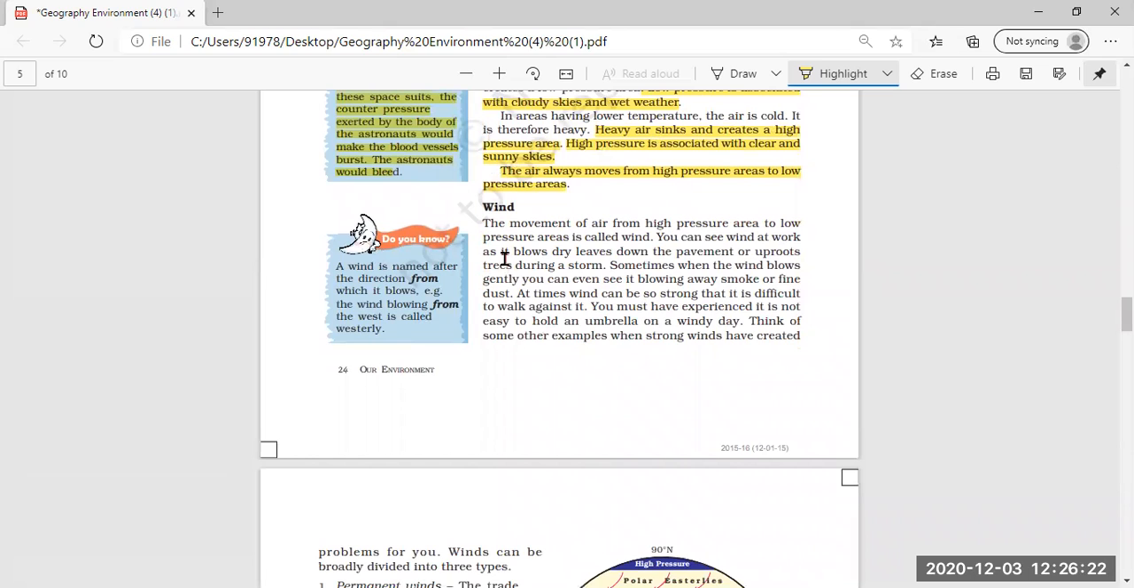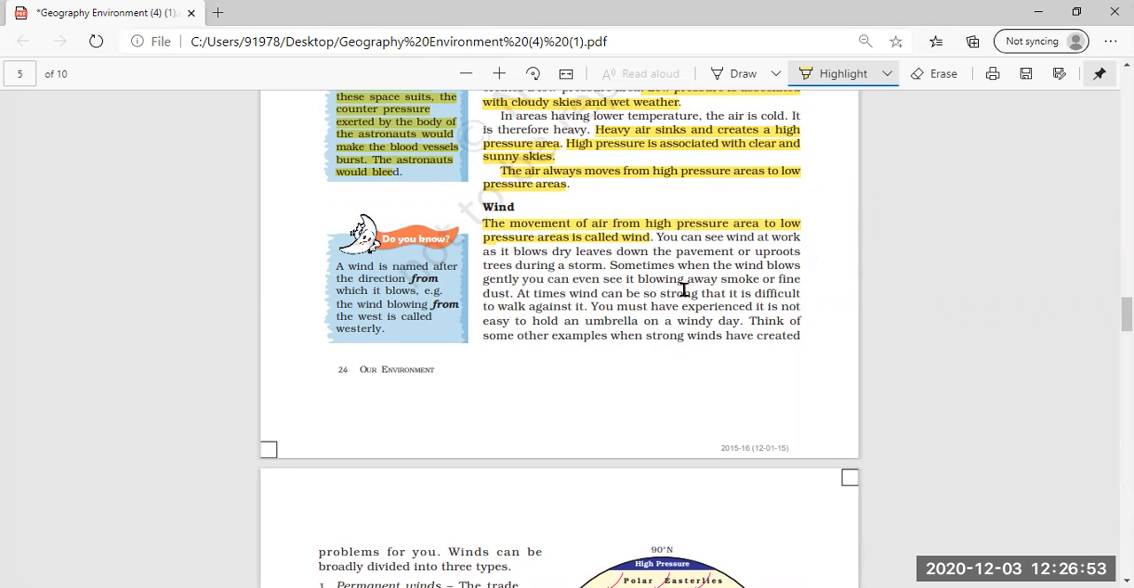Next, wind. The movement of air from high pressure to low pressure areas is called wind. Underline this. What do we mean by the word wind? The movement of air from a high pressure area to a low pressure area is called wind. You can see wind at work as it blows dry leaves down the pavement or uproots trees during a storm.